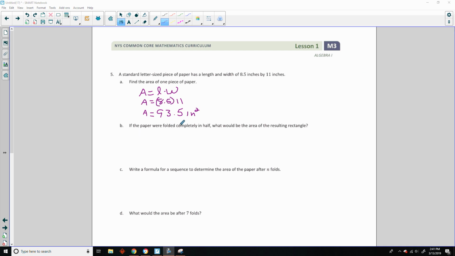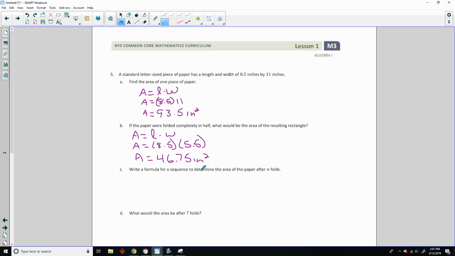If the paper were folded completely in half, what would be the area of the resulting rectangle? Well, we'd be cutting one of these in half, so that would be half of our area. So the area would equal length times width again, where I could cut either one in half. I'll leave the 8.5, but I'll multiply it by half of 11, which is 5.5. Hey Siri, what's 8.5 times 5.5? 8.5 times 5.5 is 46.75 inches squared. So 46.75 is half of 93.5.